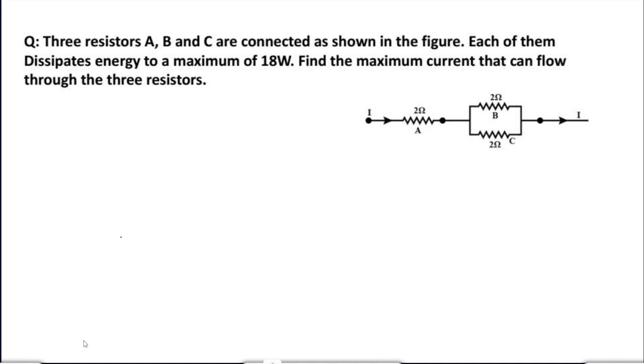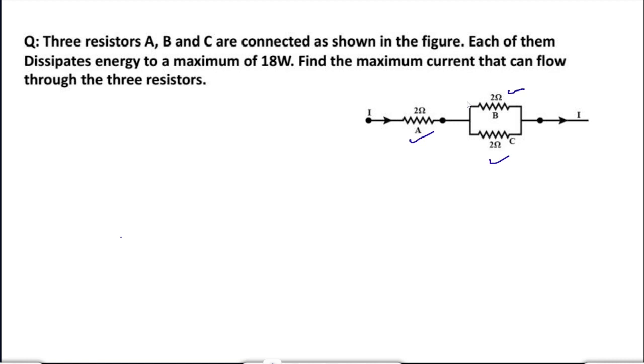Now let's start solving problems. I have considered mostly previous year questions, so don't neglect any question. The first question is: three resistors A, B, C are connected as shown in the figure. You can observe the figure. Here I can see three resistors of equal resistance, and current I is passing through them from left to right.